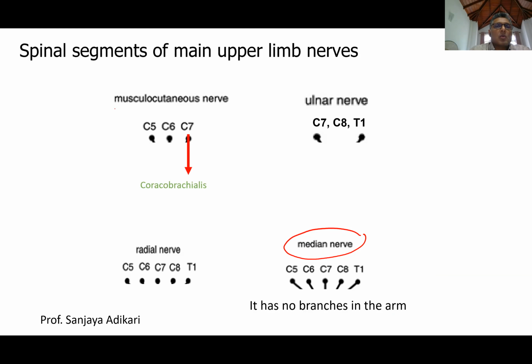Then when it comes to the musculocutaneous nerve, you will wonder why there is C7. It's only C5 and C6. Biceps is C5 and C6. Brachialis is C5 and C6. Even the cutaneous supply is C6, not C7. But the C7 actually goes into the coracobrachialis muscle. Okay, C7 goes into the coracobrachialis muscle. That's why it's there.